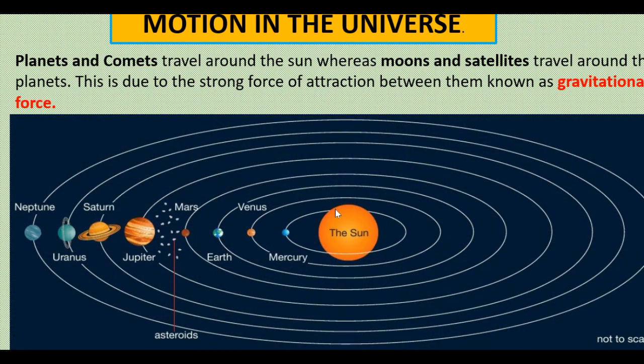Looking at this image, it shows the position of the sun, the planets, and asteroids, as the planets revolve around the sun in their orbits. These orbits are curved and we refer to them as elliptical orbits.